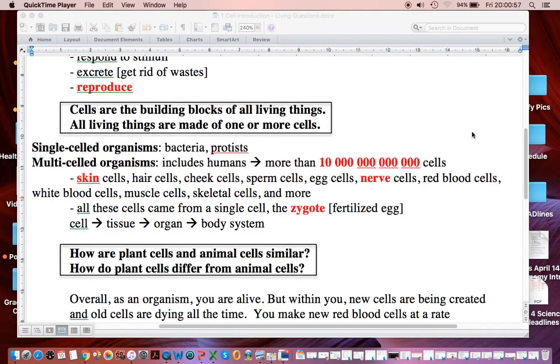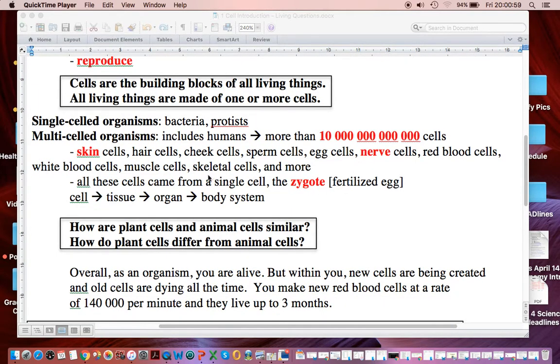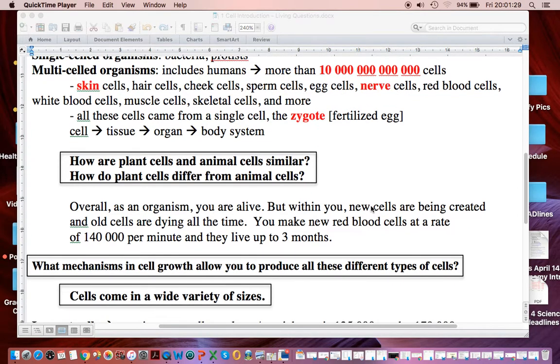And one of the special things about more complicated organisms is their cells will differ. And you can see here I've made a list for all or many of the different types of cells we find in a human, from skin cells to hair to nerve cells to muscle, etc. And what's interesting is all of those cells came from a single cell, the fertilized egg called the zygote. And somehow from that single cell differentiation occurred, so it could become all these different specialized cells.